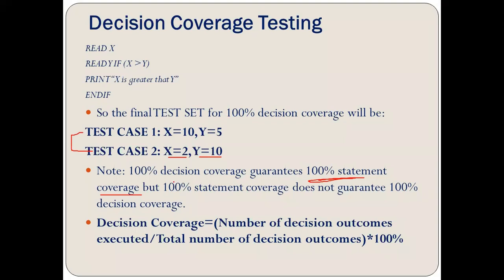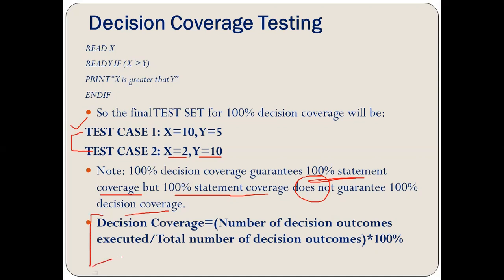So what does it say? 100% decision coverage guarantees 100% statement coverage, but 100% statement coverage does not guarantee 100% decision coverage. That means अगर हमने decision coverage में 100% किया है, तो we are dead sure that statement coverage भी 100% है. But अगर statement coverage 100% है, तो it does not guarantee कि हमारा decision coverage भी 100% होगा. इस condition से statement coverage 100% for sure होगा, but statement coverage से decision coverage 100% नहीं होगा.